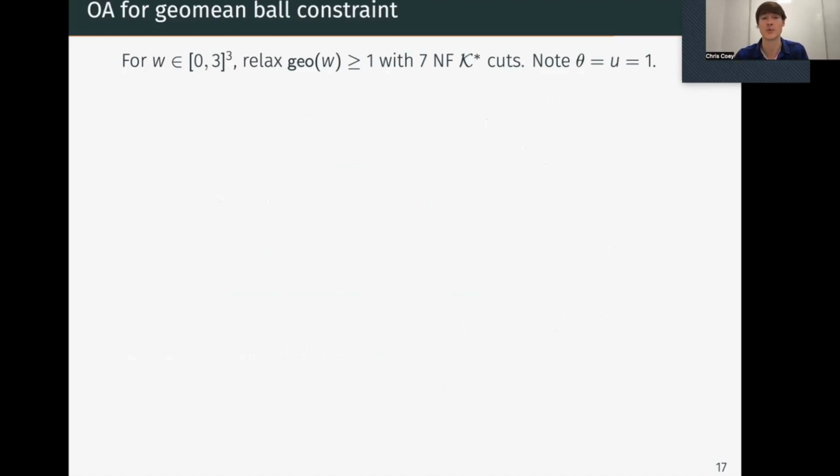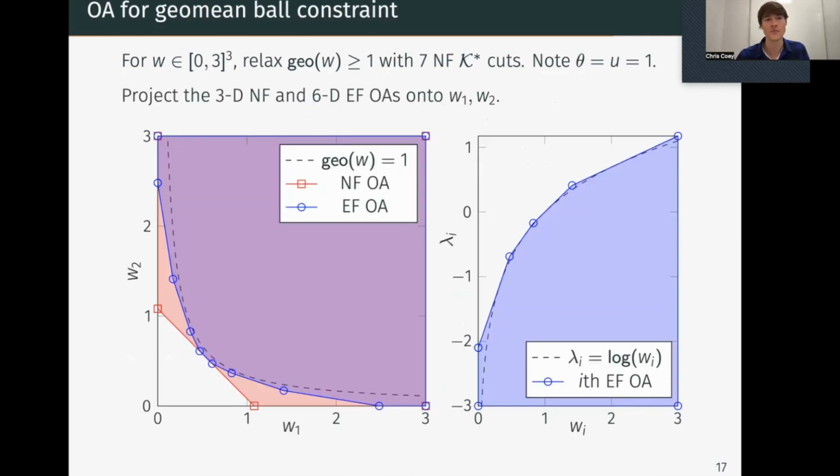So take a simple geomean constraint, geomean of W is greater than or equal to 1, where W is in 3 dimensions and it's constrained to a box. Now, suppose we have 7 K-star cuts in the natural formulation space. We're going to project down onto just W1 and W2 so that we can visualize this.